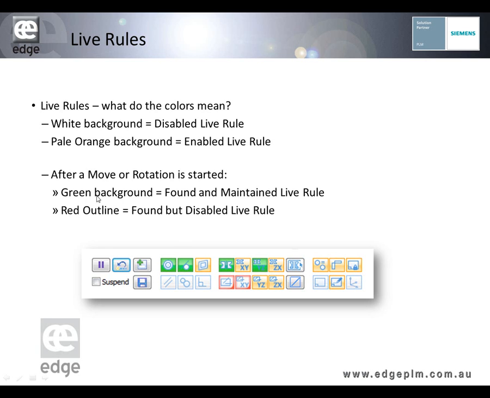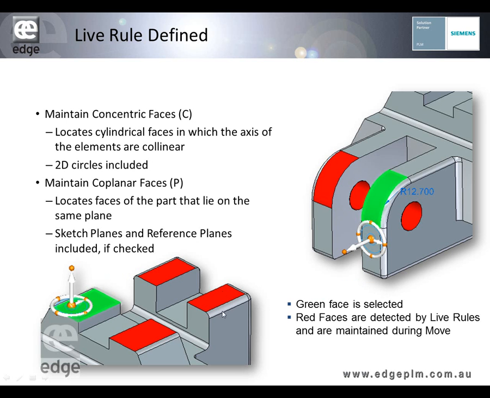After you've started a move or doing some work, any live rule that's being applied will be highlighted in green. If it's a red outline, it's found that live rule could apply, but it has been disabled. So we've turned off this live rule. It would have had a white background, but in the move here, that live rule could have applied. So let's see what they mean.